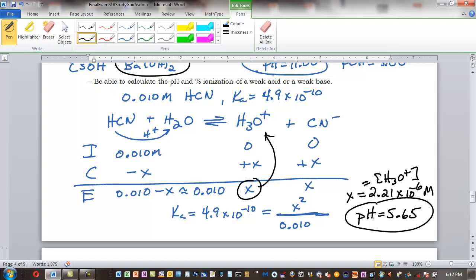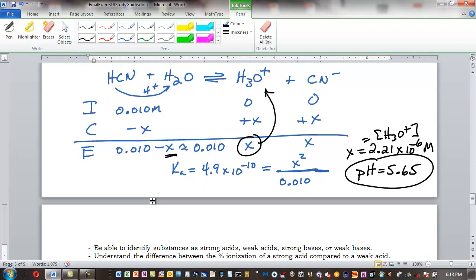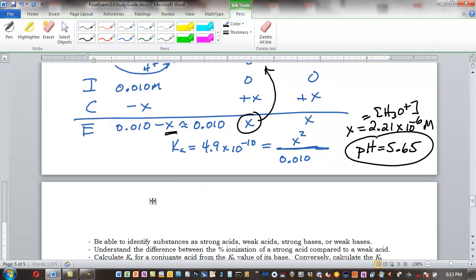Okay, percent ionization. What do we do with that? Divide x by the initial. So x is the amount that reacted. So that's the part that reacted. The whole amount is the initial amount of acid that we started with. Part divided by the whole. That gives us a fraction. Multiply by 100 to get a percentage. So let me just do that down here.